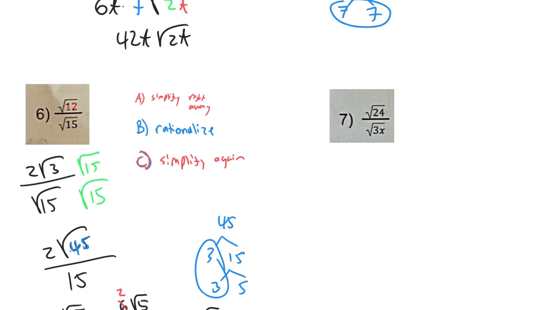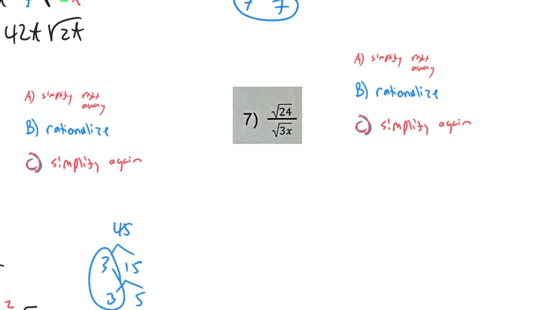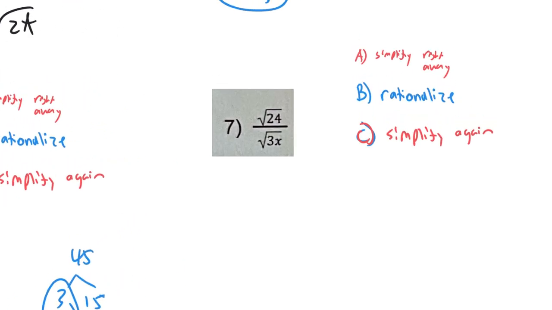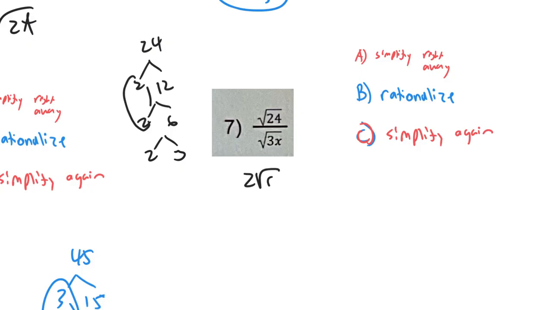Let's put my 3-step process to the test over here. Simplify right away. Can that be done? Yes, because that 24 can turn into a 2 times 12, 2 times 6, and a 2 times 3. We have this pair of 2's right there. So it's going to become a 2 radical 6 over that radical 3x. Step letter B, rationalize. Okay, cool.